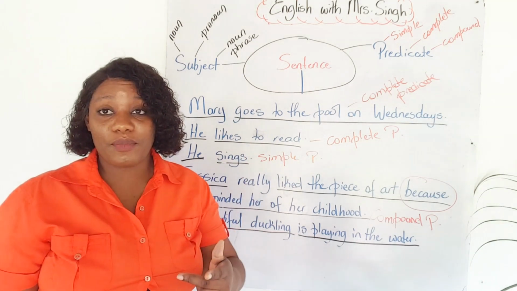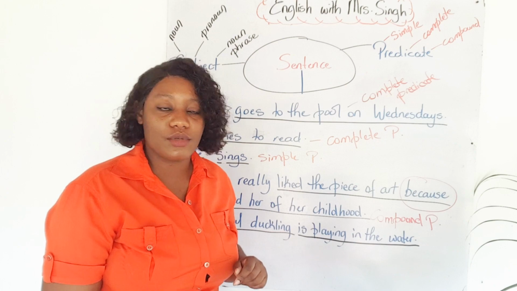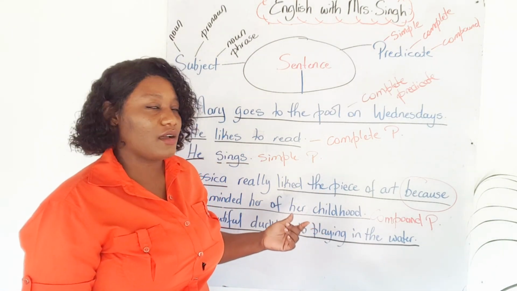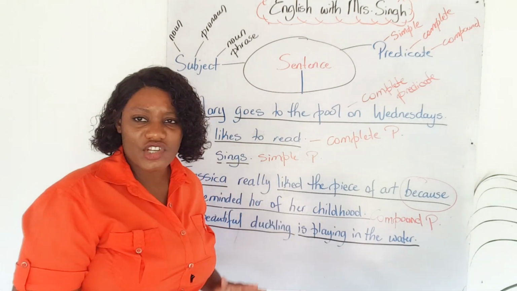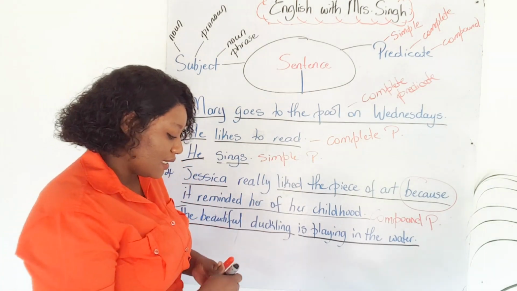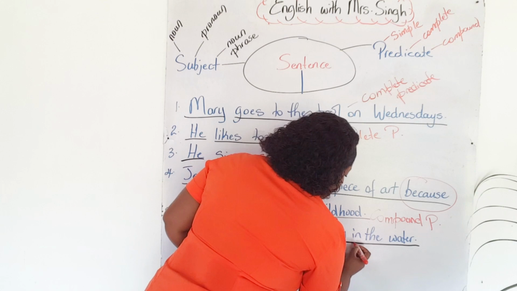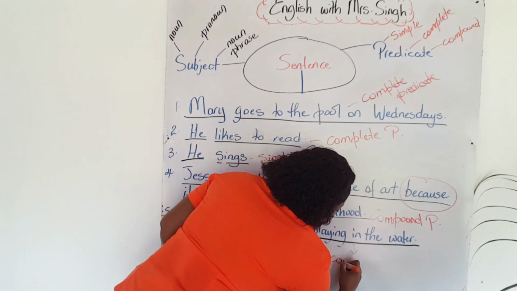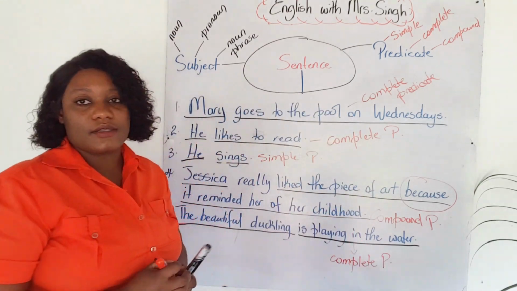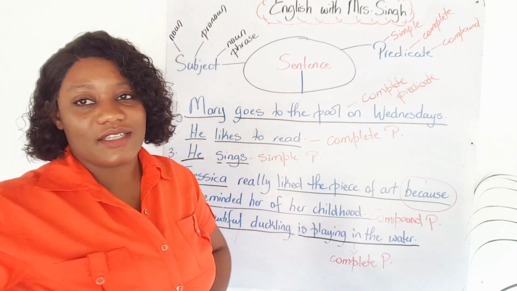But what type of predicate is it? Is it simple, complete, or compound? Does it have a conjunction? Does it end with just the verb? No. So, it's a complete predicate. Complete predicate. All right. So, let us recap what we did today.